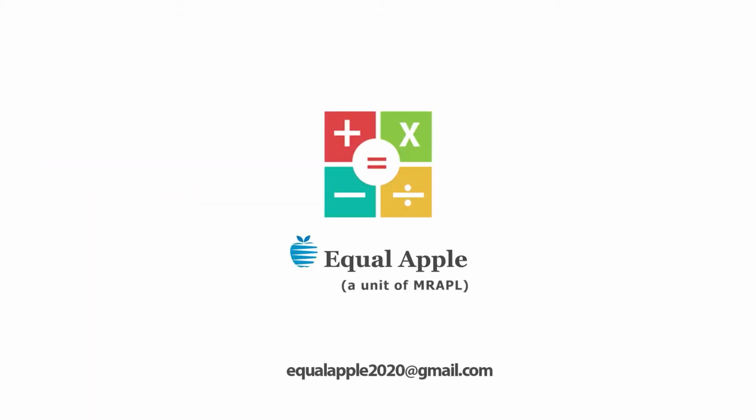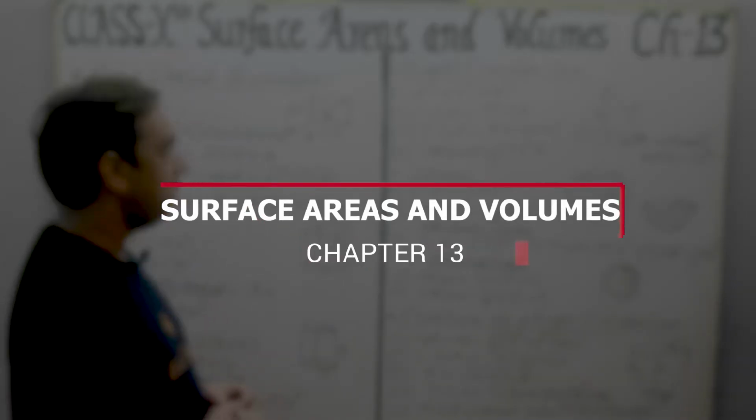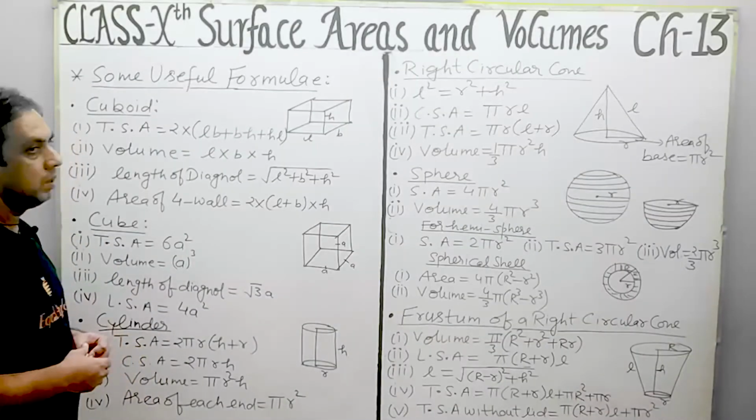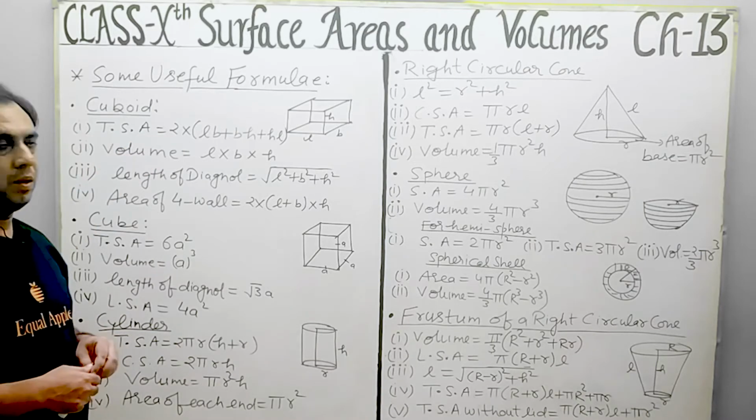Hi student, today our chapter is Surface Area and Volume, Chapter 13, NCERT. Right? So, before going to the questions, we should know the formulas, the basic formulas of this chapter.